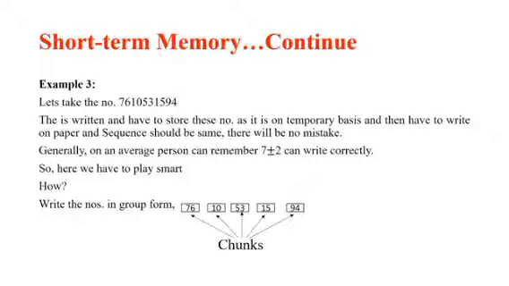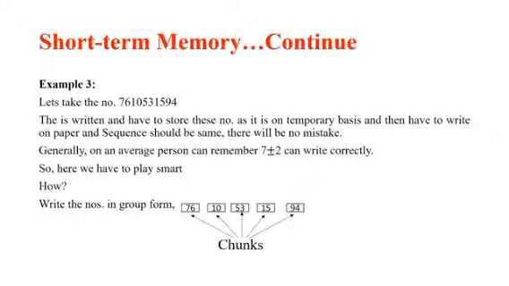So I have to increase the capacity. What I will do is play this smart move: I will group the numbers. A group of digits is called a chunk. There is no limitation on the numbers in a chunk. It can contain 2 or 3 numbers in one chunk. The benefit of writing into chunks is that you can remember 7 plus or minus 2 chunks at a time, and it increases the capacity of short term memory.